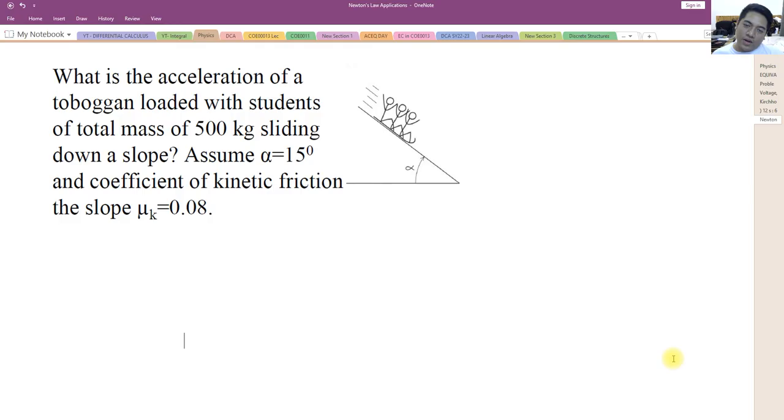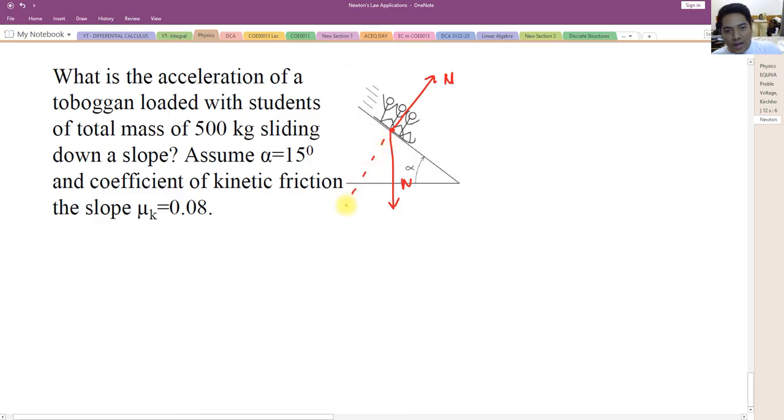So now we already have kinetic friction here. If we do the free body diagram, this will still be the weight of the students or the toboggan. You still have the normal force here. This will be our y-axis, of which we have Wy here, and of course we also have our Wx here. And our angle alpha, or 15 degrees, is here.